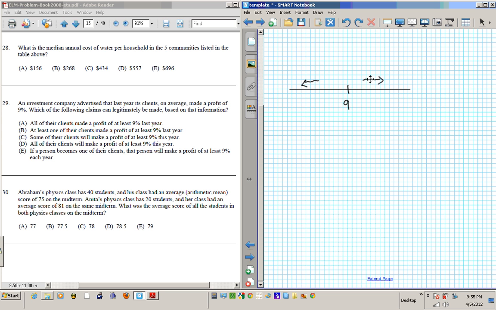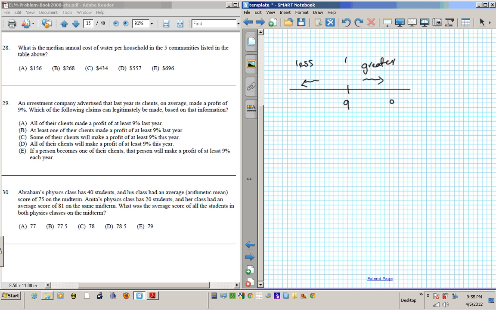So some people are greater and some people are less, okay? If you have just one person here, then you have to have a lot here to make it balance out, all right? This person has to have a lot of sales in order to balance out, okay? So let's look at this. It says all of your clients made a profit of at least 9%. So if everybody made at least 9%, that means some will be greater, which basically tilts the scale to this side, which is not accurate, okay? The second one says at least one of their clients made a profit of at least 9%.